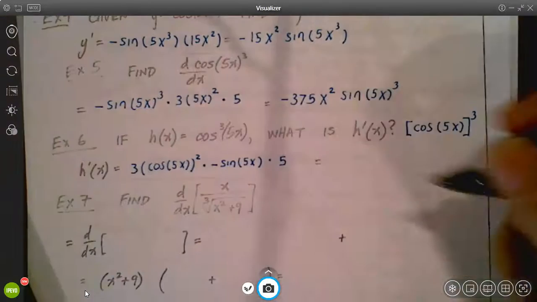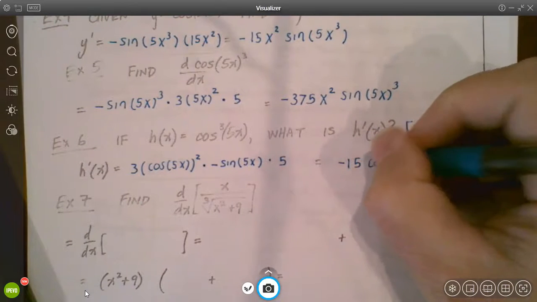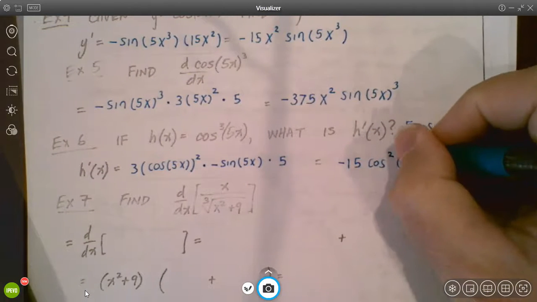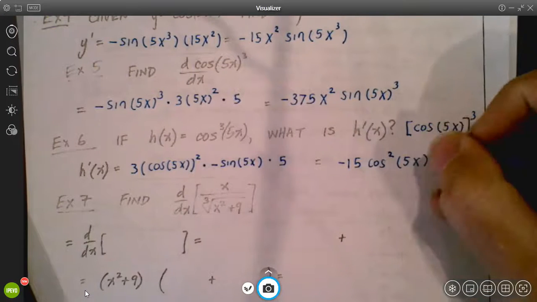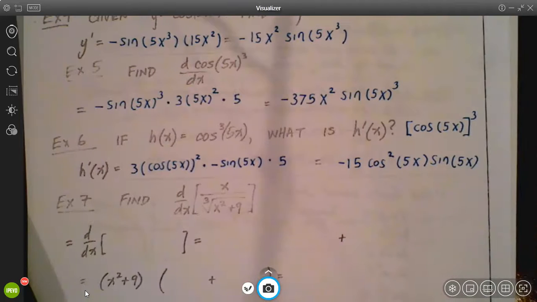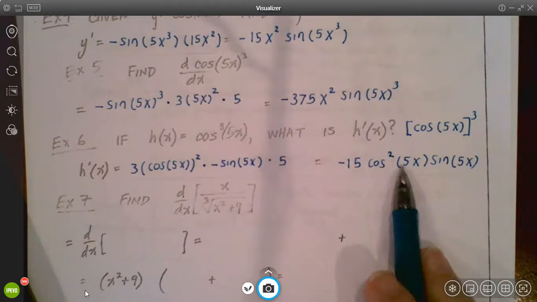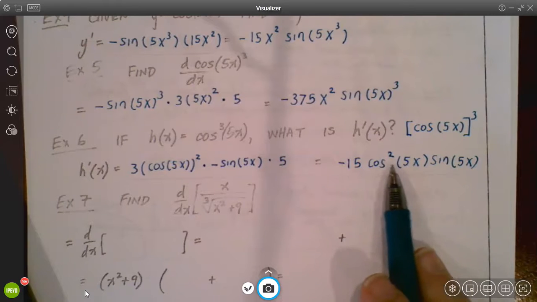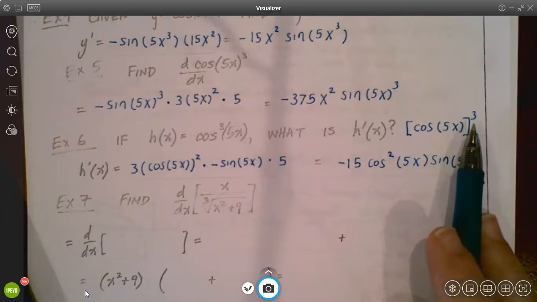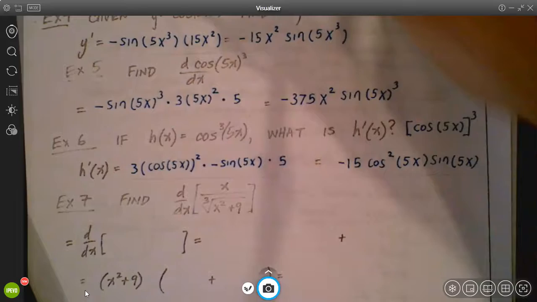If you do a little cleanup on this, we could simplify it to negative 15 cosine squared of 5x sine 5x. And so that would be the best way to write it. Remember that cosine of 5x squared is the same thing as the cosine squared of 5x. This is really the more appropriate way of writing this. This is the common notation. It just helps to put it on the outside when you're doing the process, just so you kind of organize what goes where. All right, let me jump down to example 7.